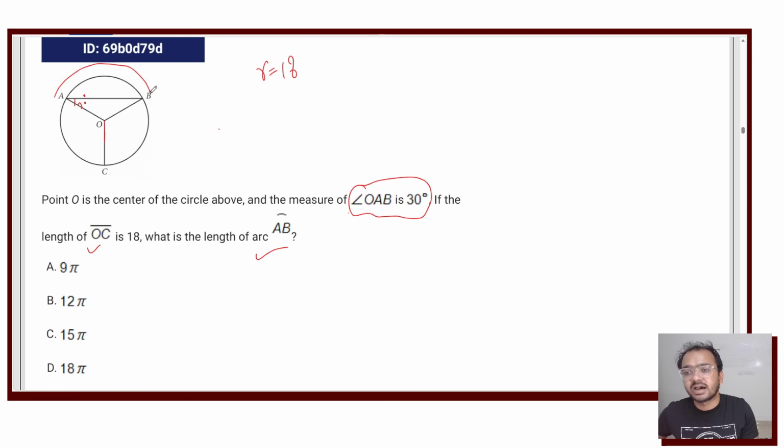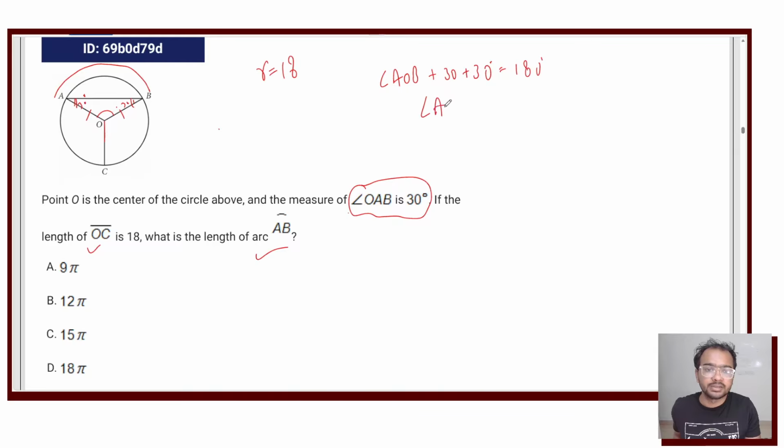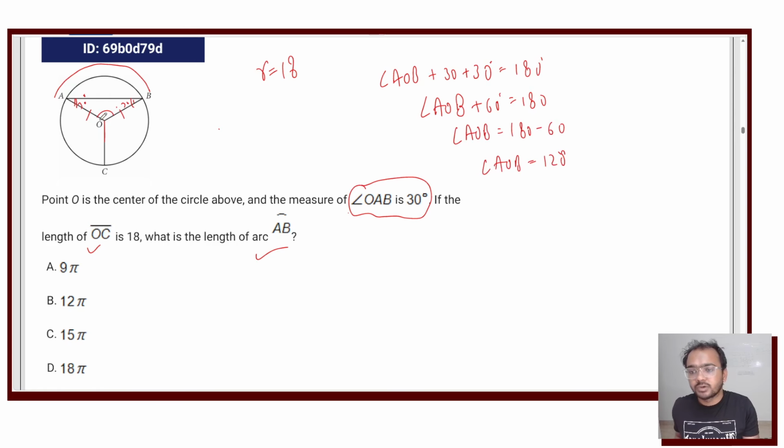Okay. So to find this arc length, I need to see what angle is subtended by this arc at the center. We are given that this is 30. You know that AO and OB will be equal because they are the radii of the circle. So if AO equals OB, then this is an isosceles triangle. If this angle is 30, that will also be 30. So angle AOB plus 30 and 30 will add up to 180 degrees. Now I can easily find angle AOB. Angle AOB is going to be 180 minus 60, so angle AOB is equal to 120. So now we know that the angle subtended by this arc is 120 degrees.